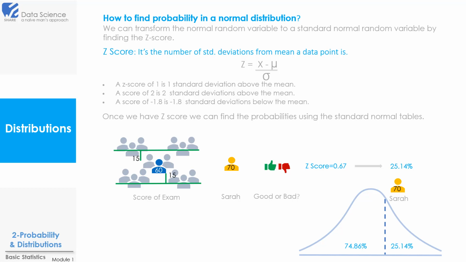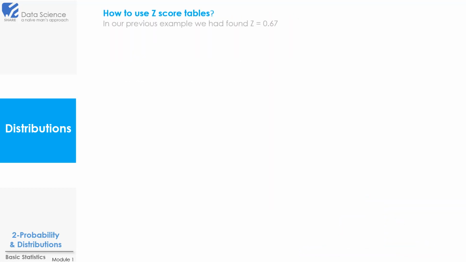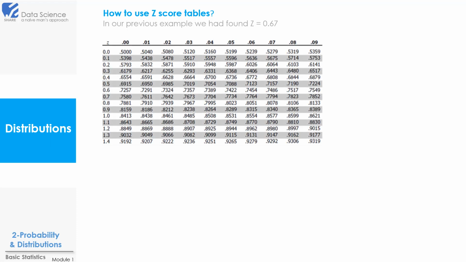Now let's see how we use the standard normal tables to find the probability using z-score. So in our previous example, we found the z-score as 0.67. Now we will look this value of 0.67 up in the standard normal table. So this is a screenshot of a standard normal table. You can search it online or you can find this in any statistics book as well.